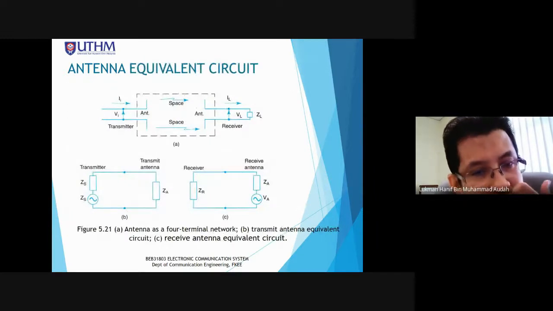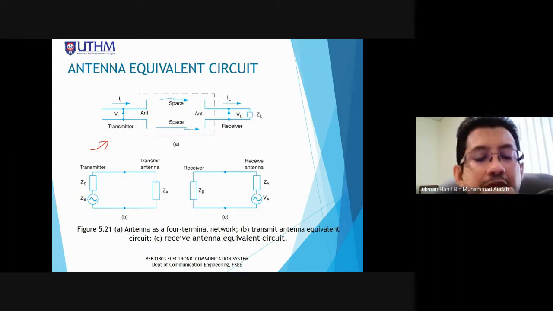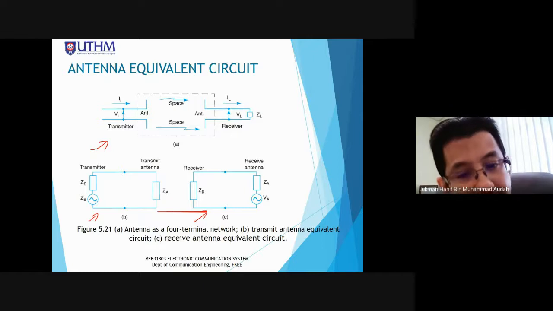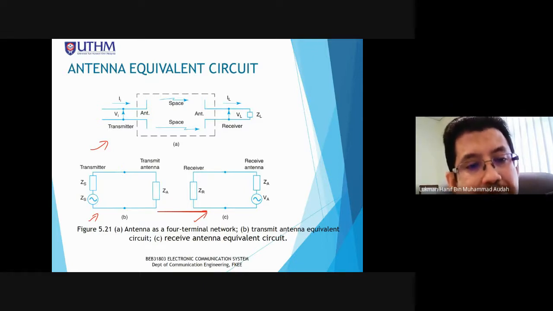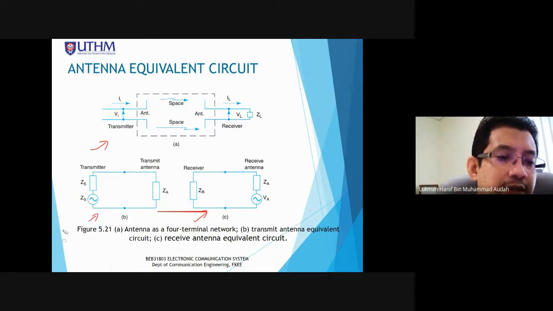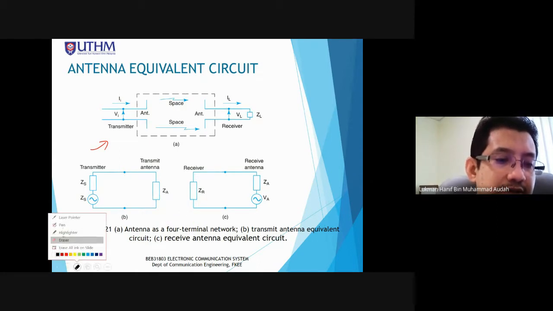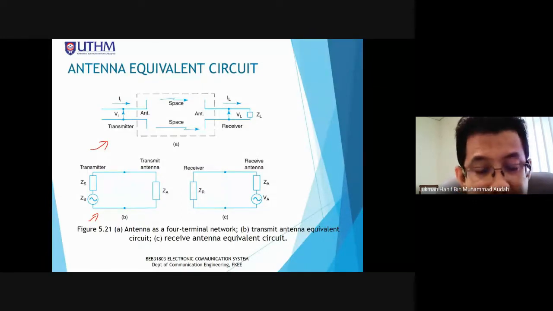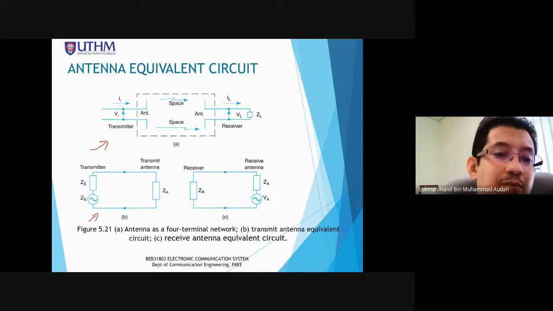Okay. So gambar rajah yang ini kita akan lihat yang pertama adalah antenna as a 4 terminal networks. Ini contoh dia punya circuit diagram, equivalent circuits untuk 4 terminal networks. Di sini ada transmit antenna equivalent circuit dan juga receiving antenna equivalent circuit. So gambar rajah ini adalah gambar rajah umum, yang mana sebenarnya kalau kita lihat sistem antenna design yang dalam real world, dia punya equivalent circuit bergantung kepada antenna design tersebut.